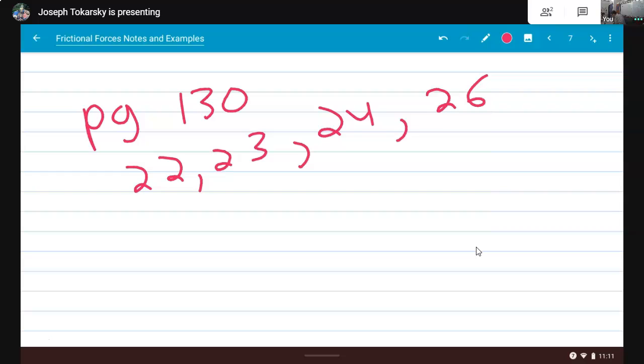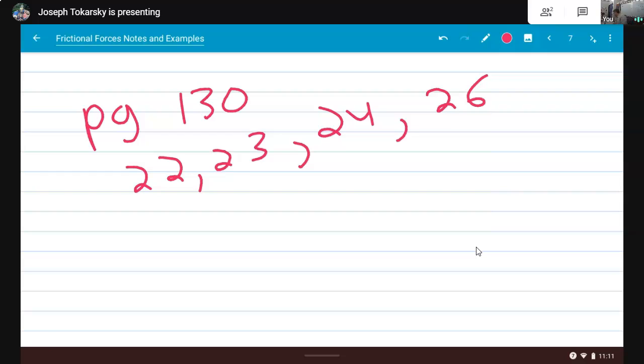Some hints I'm going to give you. Don't forget that there's always a possibility that you may have to use kinematic equations. That might come up in one of these, in order to maybe find acceleration to use in Newton's second law. So be aware of that.